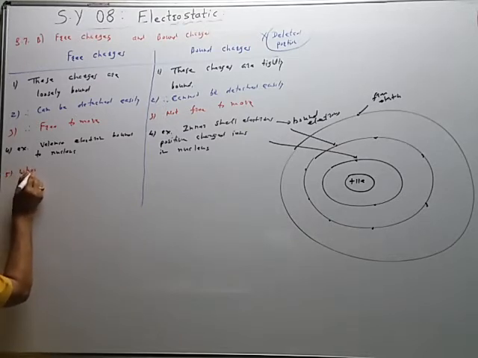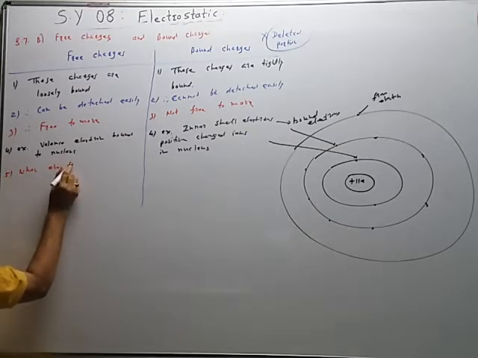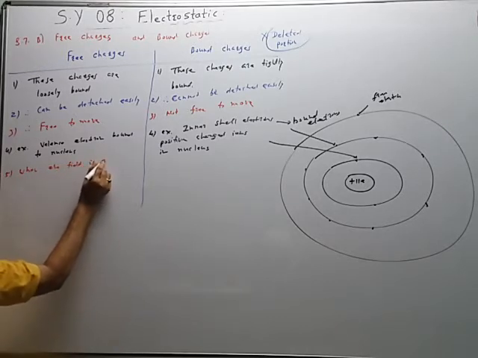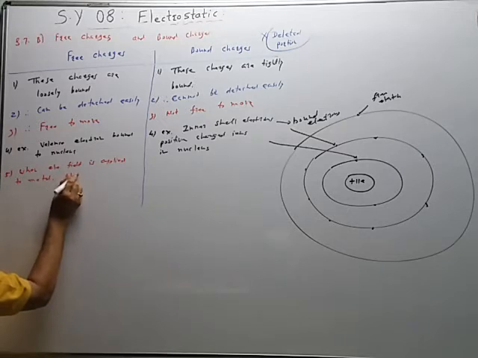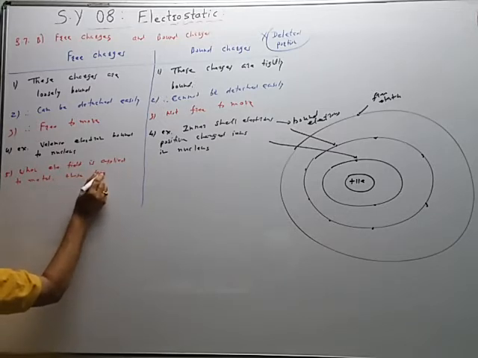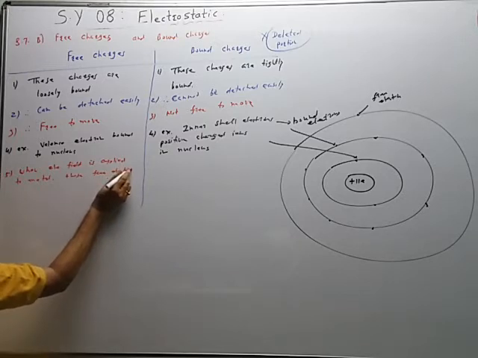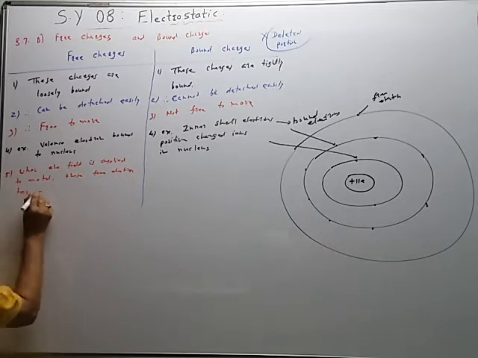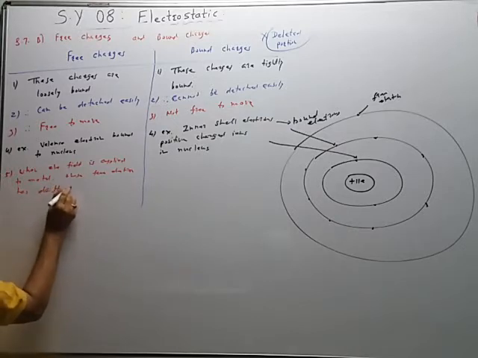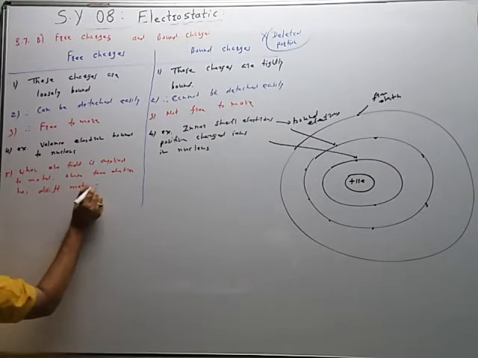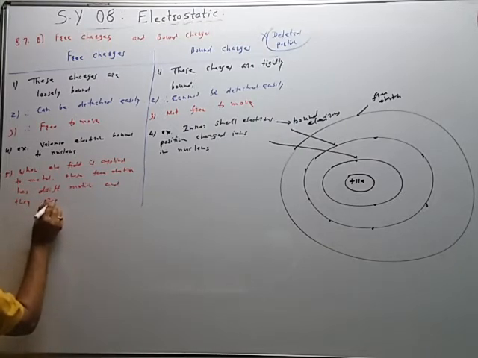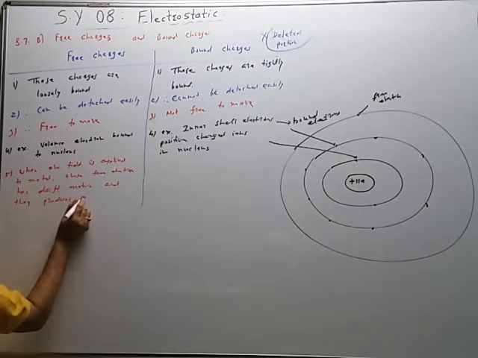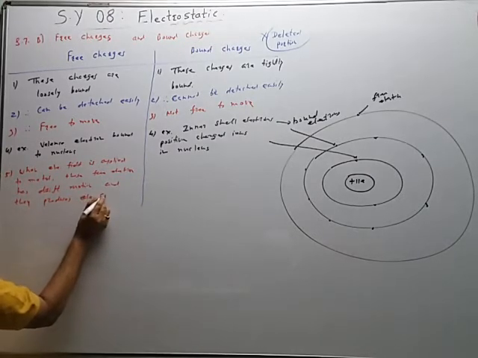When an electric field is applied to metal, this free electron has drift motion and they contribute to current. They produce the electric current.